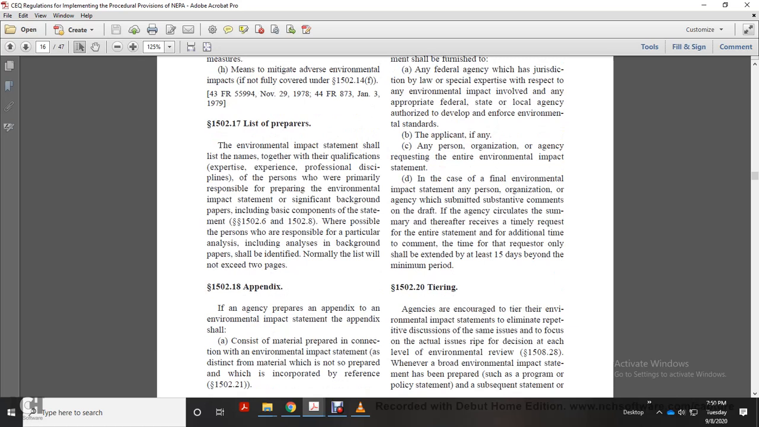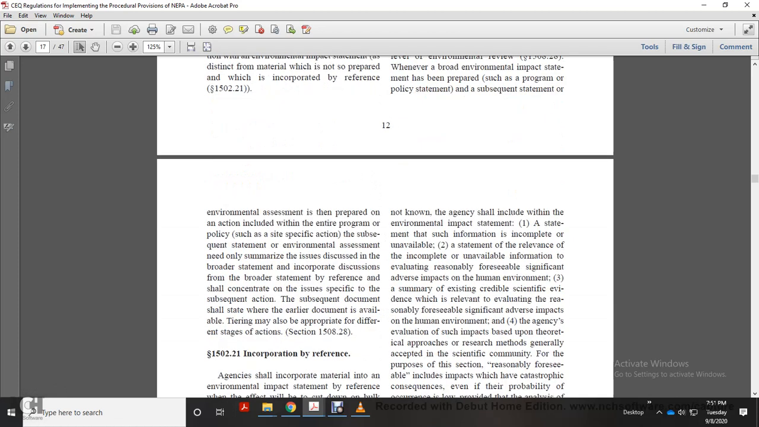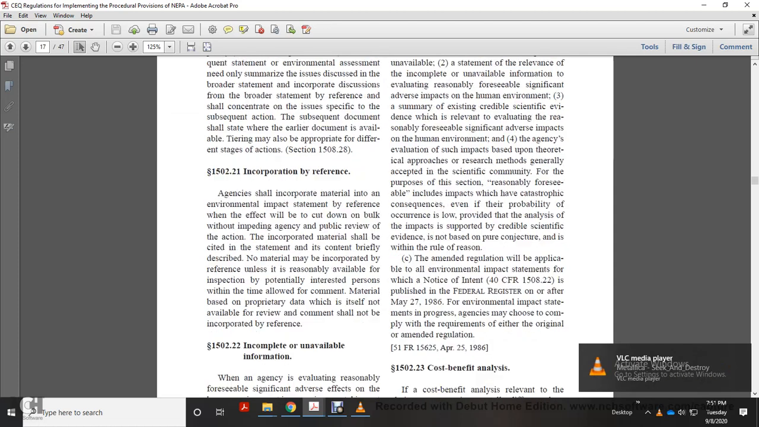1502.20, tiering. Agencies are encouraged to tier their environmental impact statements to eliminate repetitive discussions of the same issues and to focus on the actual issues ripe for decision at each level of environmental review (1508.28). Whenever a broad environmental impact statement has been prepared, such as a program or policy statement, and a subsequent statement or environmental assessment is then prepared on an action included within the entire program or policy, such as a site-specific action, the subsequent statement or environmental assessment need only summarize the issues discussed in the broader statement and incorporate the discussion by reference. Further, the subsequent document shall concentrate on the issues specific to the subsequent action, and shall state where the earlier document is available. Tiering may also be appropriate for different stages of actions (1508.28).